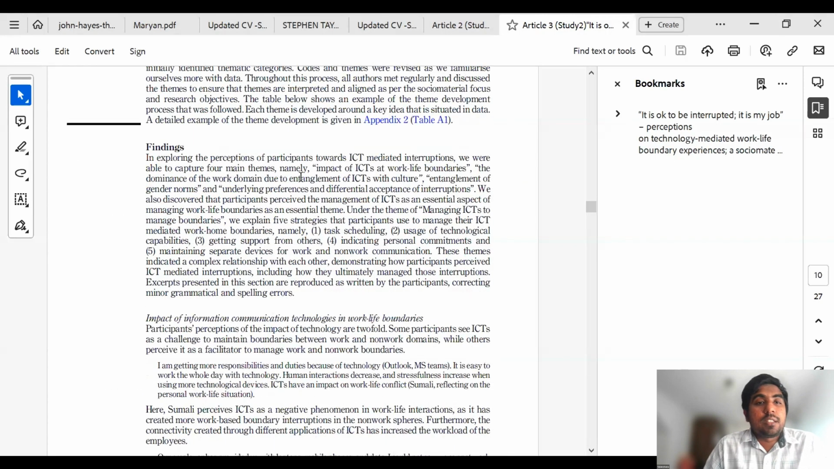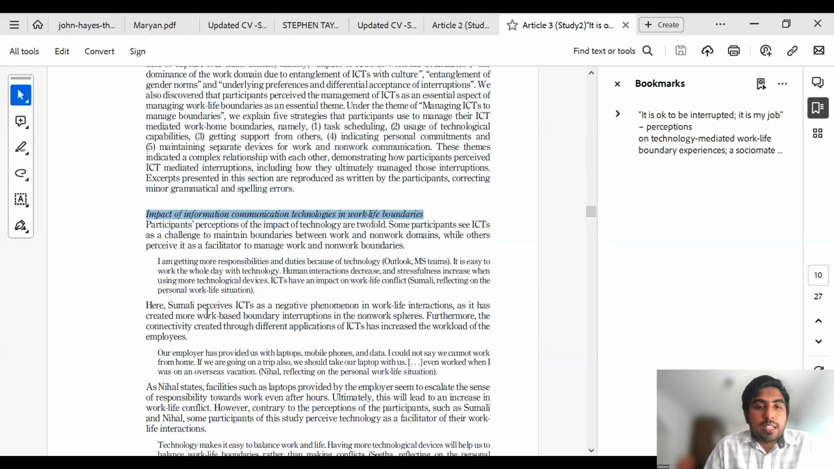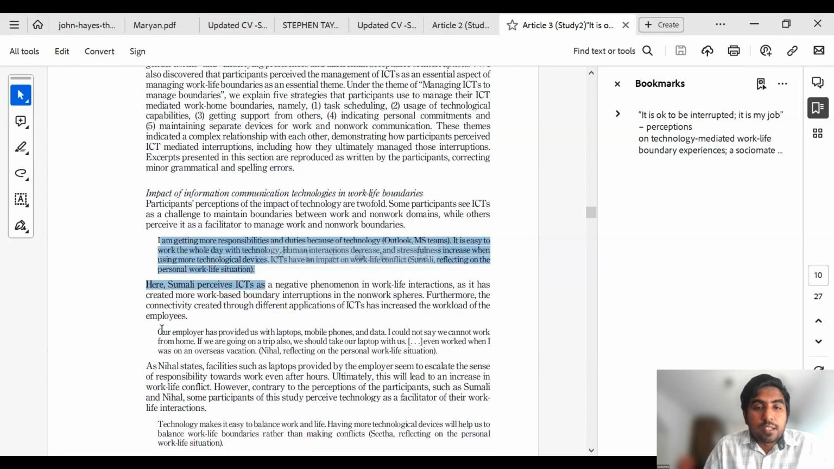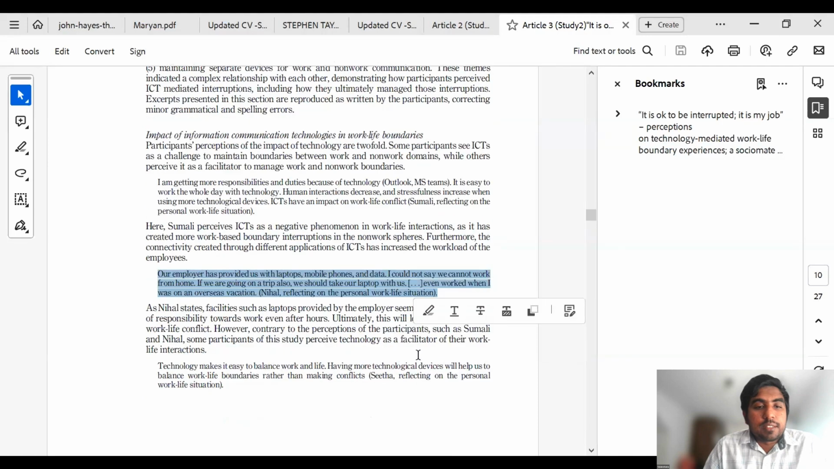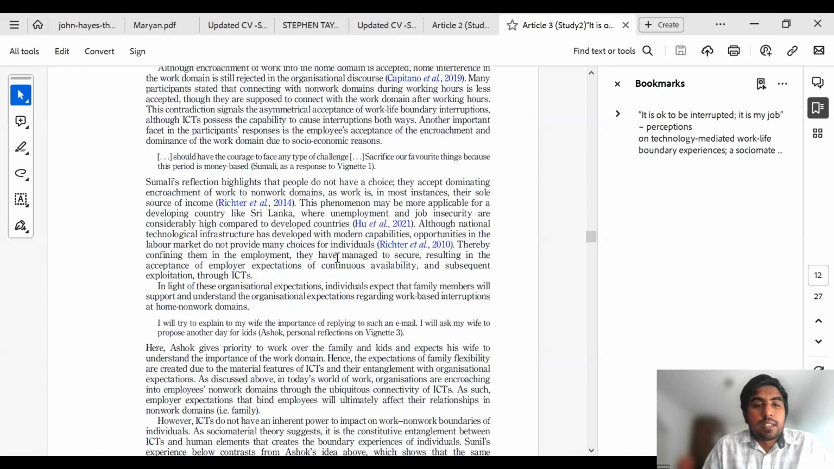Then findings, you present the themes. So you can see that this is one theme, impact of information technology on work-life boundaries. Then I have explained it. When I explain it, I have justified my arguments using the interview excerpts. You can see here these are interview excerpts. So there are different themes. This is another theme. I have explained it, and you can see I have backed them with the interview excerpts.